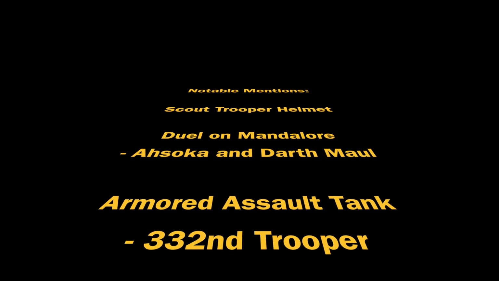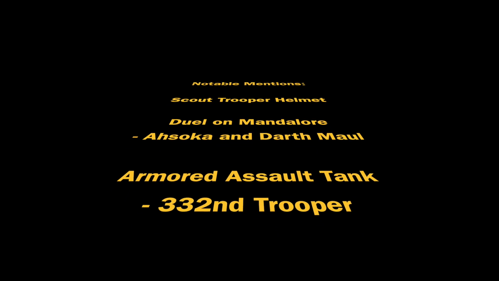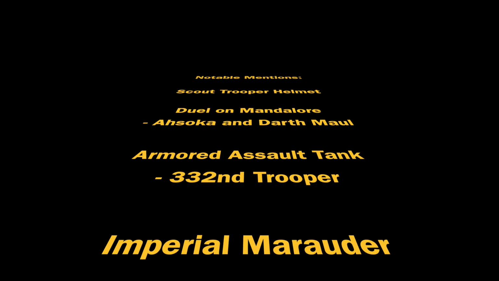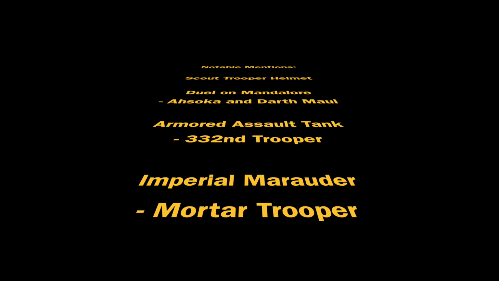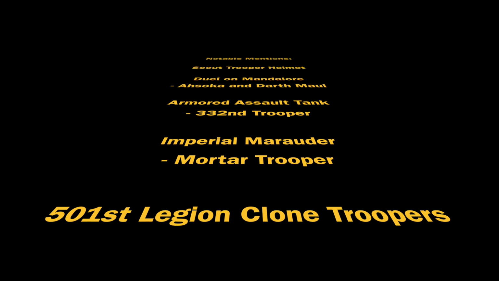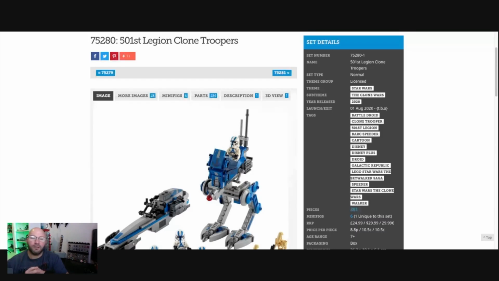The Armored Assault Tank comes with that 332nd Trooper. That is what people are going to really want out of that one. The Imperial Marauder comes with that Mortar Trooper that I think could help push that set a little bit, and Grief Karga if you want to count him. And then the 501st Legion Clone Troopers, obviously that's overly hoarded, but I think it should still do pretty good, but it may take some time.